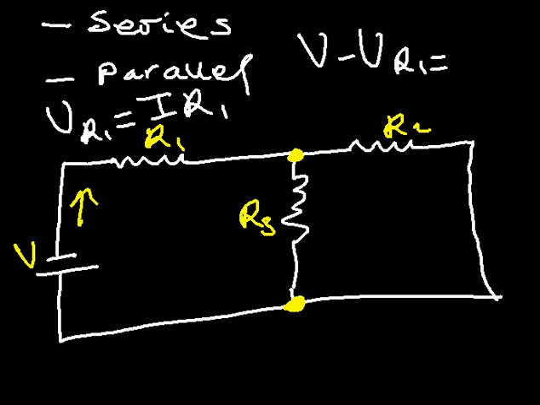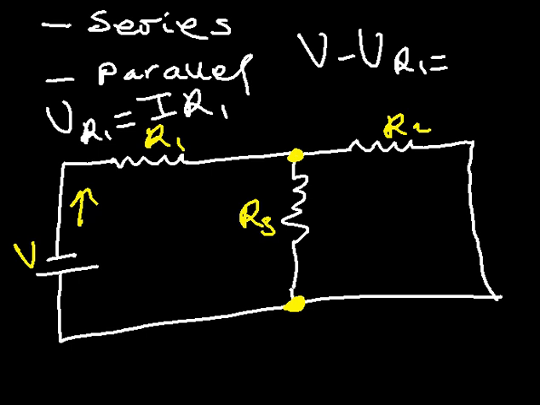So in that case, since these two are in parallel, the voltage will be the same for all. Then with that voltage, you'll be able to find the current across here and the current across here. So that's how you should understand the simple circuits, that is the series circuit and also the parallel circuit.